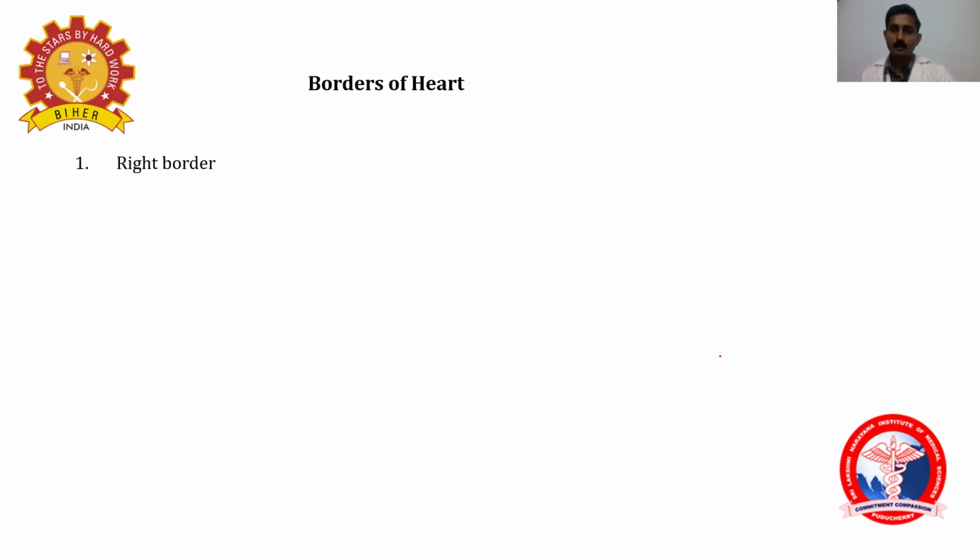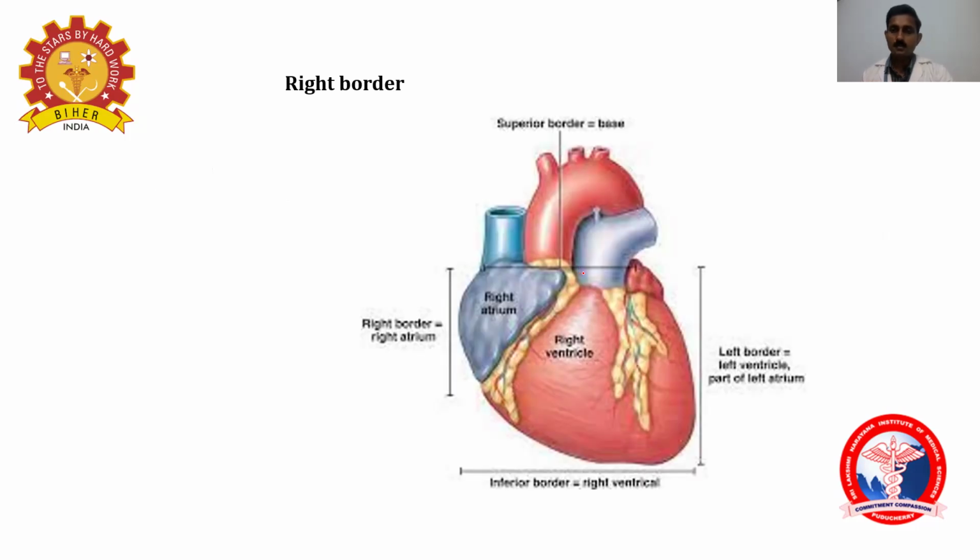Now, we have completed the surfaces and we are going to see the borders of the heart. How many borders are there? You can see there are 4 borders of the heart. We have a right border, we have a left border, we have an inferior border, we have an upper border. So first we'll see the right border of the heart. This part is called the right border.